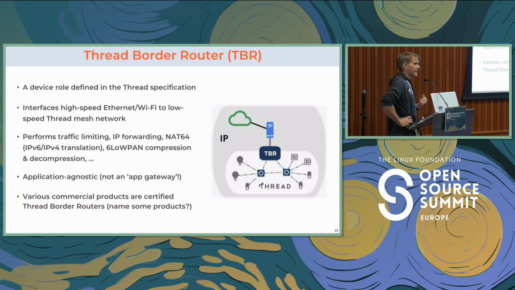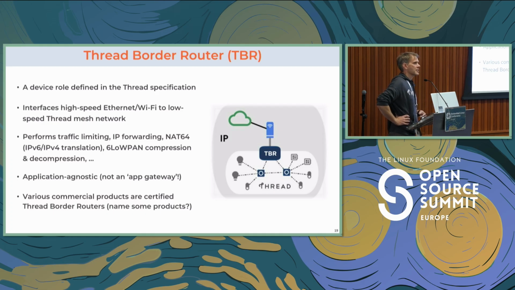It's basically the interface between the high-speed IP network, like your home router, for example, Wi-Fi, Ethernet, and the thread mesh network, which is very low capability. So its links are 250 kilobits per second. So it basically cannot handle the bulk of traffic that would be possible on Wi-Fi and Ethernet. So it has to do something.